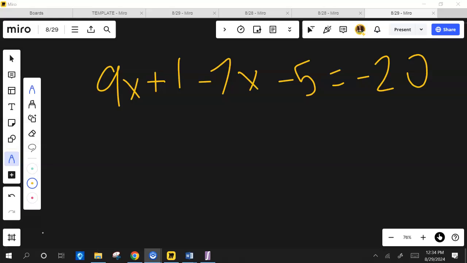All right, so your first rule is to distribute if you can.